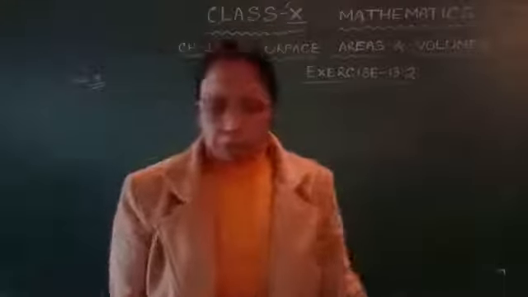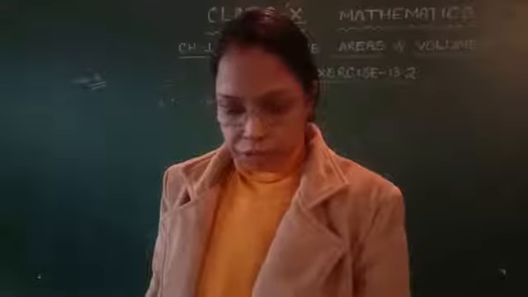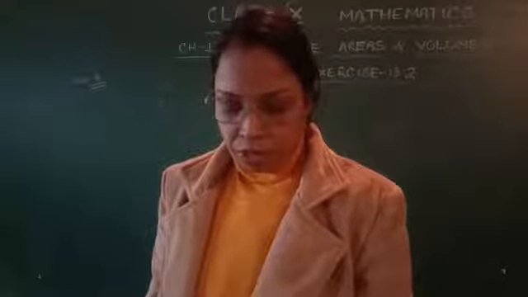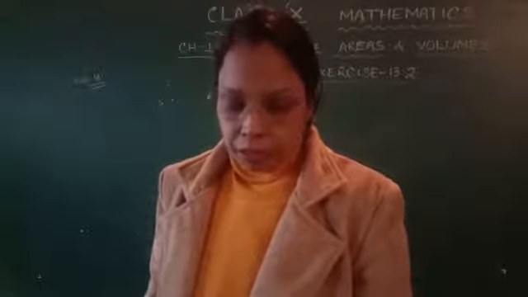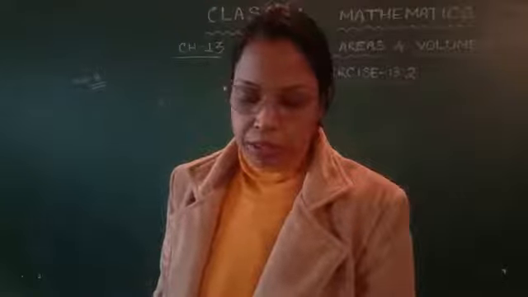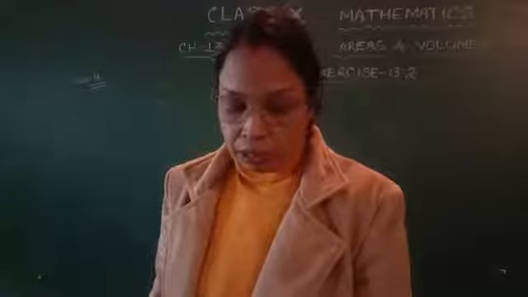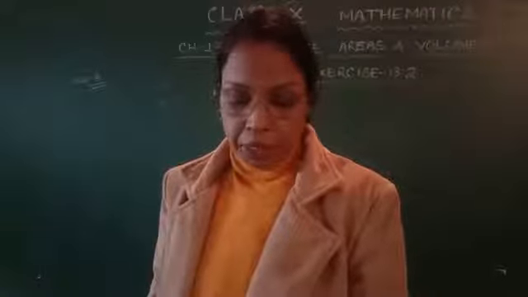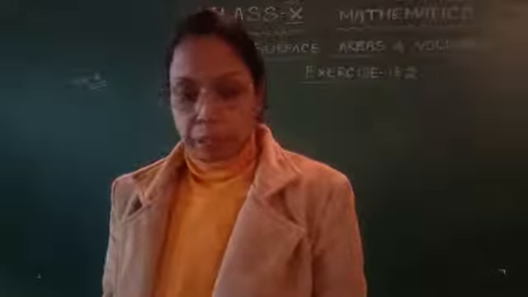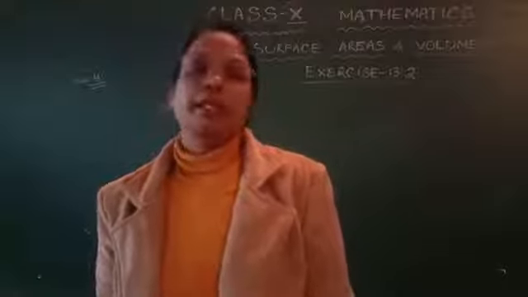Question number 4. A pen stand made of wood is in the shape of a cuboid with 4 conical depressions to hold pens. The dimensions of the cuboid are 15 cm by 10 cm by 3.5 cm. The radius of each of the depressions is 0.5 cm and the depth is 1.4 cm. Find the volume of wood in the entire stand.